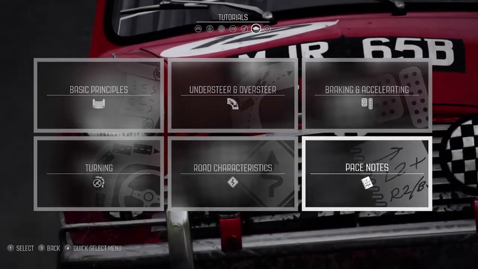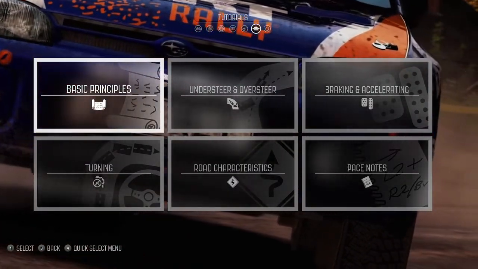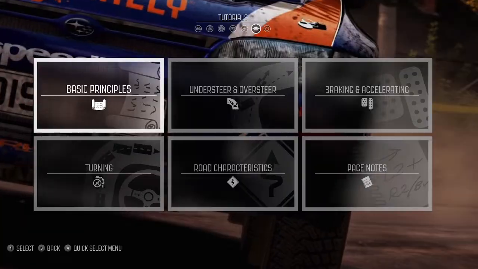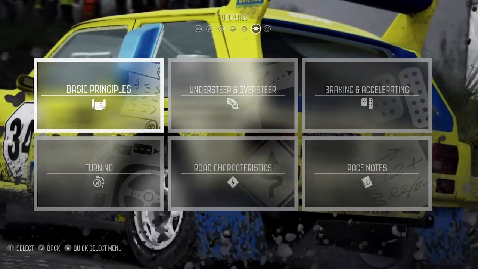I did try this just to make sure that it worked, and apparently, like DiRT Rally, they call out your directions and everything, and I had no idea what I should do.